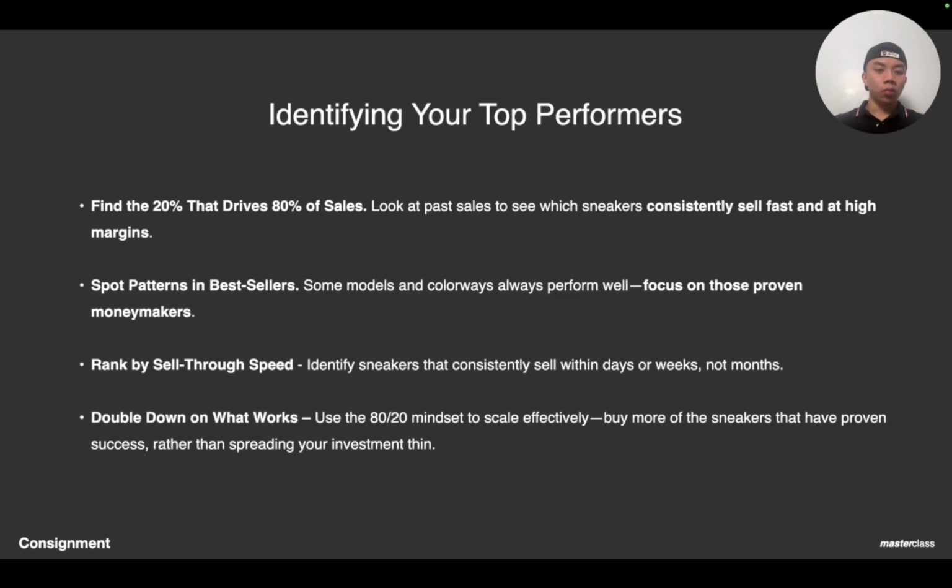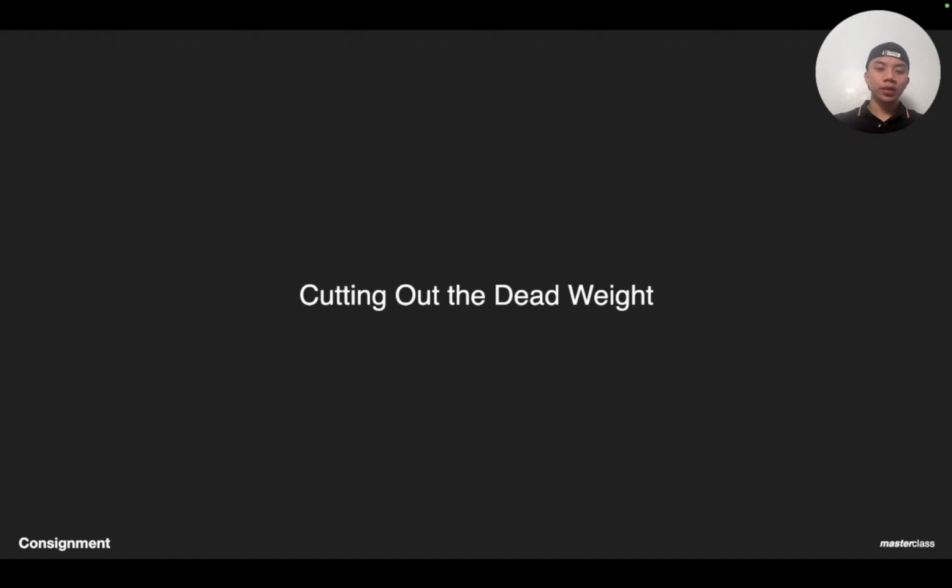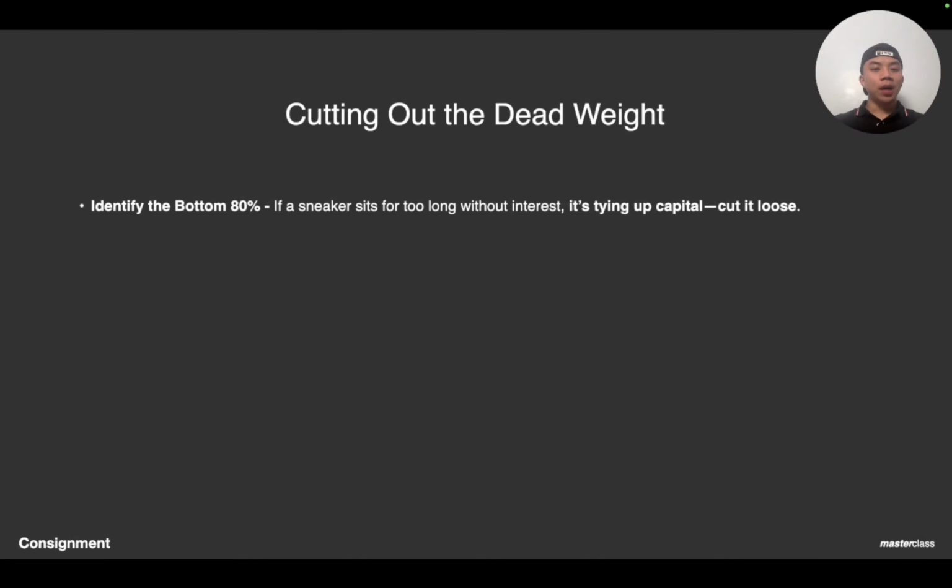And double down on what works. Use the 80-20 mindset to scale efficiently. Buy more of the sneakers that have proven success rather than spreading your investments thin. That brings us to cutting out the dead weight. Identify the bottom 80%. If a sneaker sits too long without interest, it's tying up capital and you need to cut it loose.